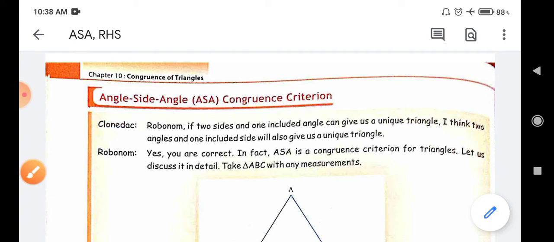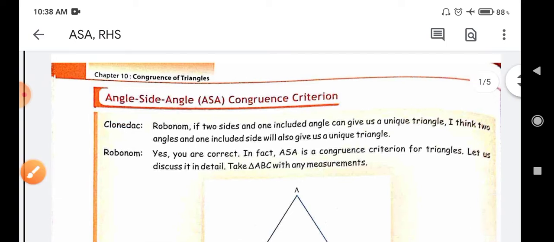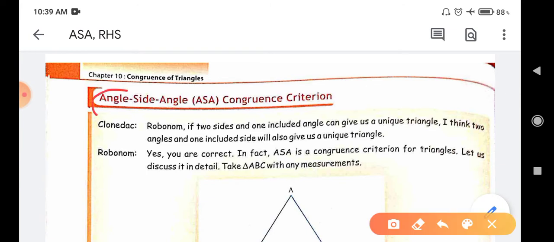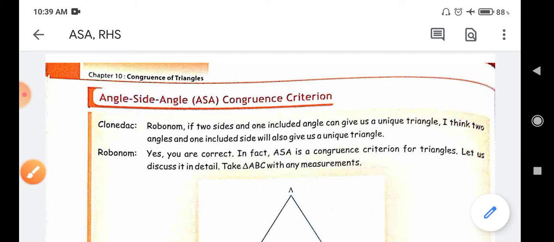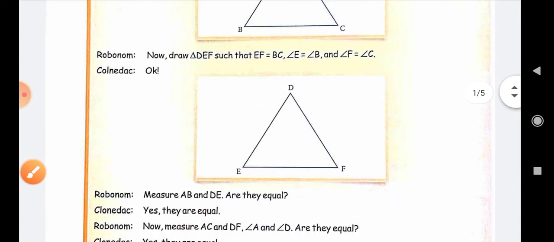In this criterion there are two angles and one side, that is the included side. This side should be between these two angles. That side should include these two angles. So this is the included side. That's why it is written between these two angles. So this congruence criterion is ASA.